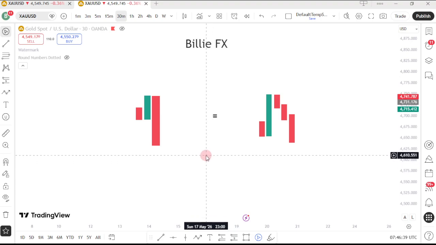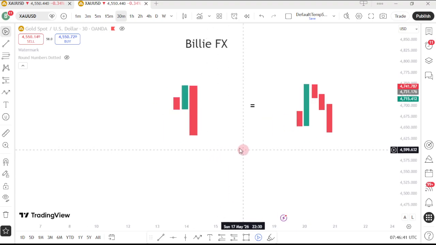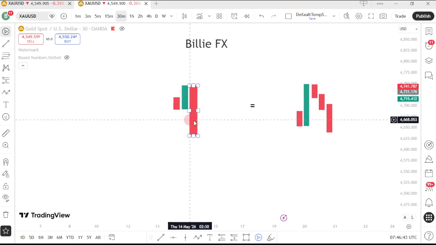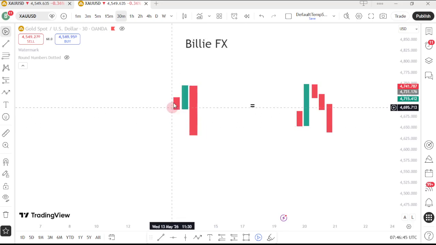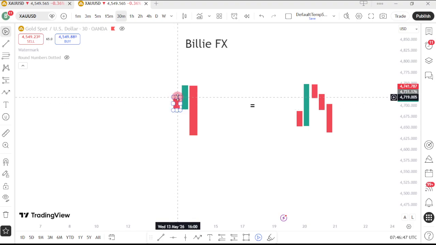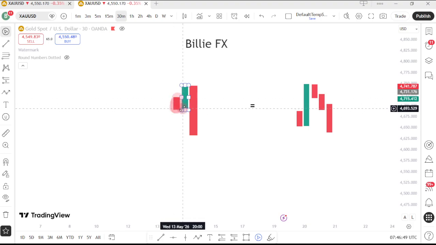Now over here we have the same pattern that we had before, but I have made a little bit of modification. In this case, for the first part, we have first of all a bearish candle, then we have a bullish candle taking over that bearish candle. So what do we have? We have a demand zone.